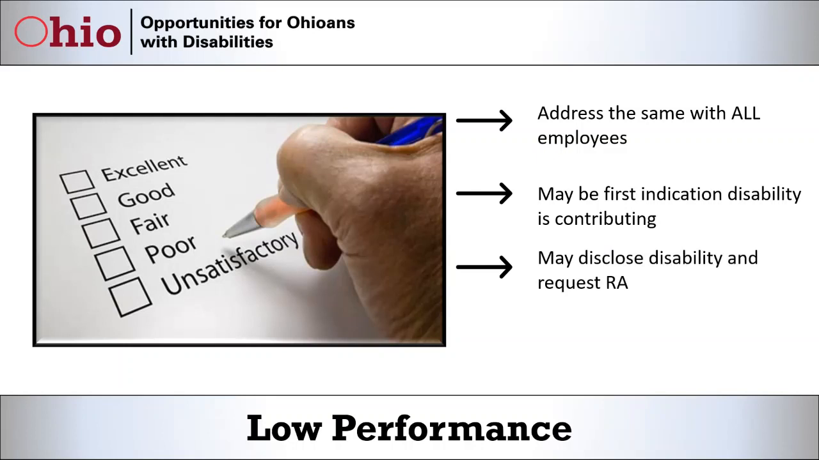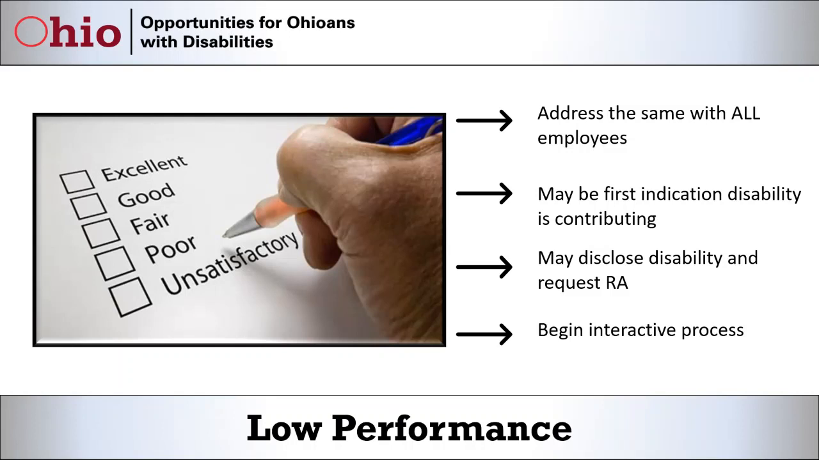We know employees with disabilities can disclose a disability and request a reasonable accommodation at any time. So if this happens in response to a low performance review, the employer must begin the interactive process right away and consider reasonable accommodation. Julie, you mentioned the interactive process, so let's discuss its relationship to essential functions.